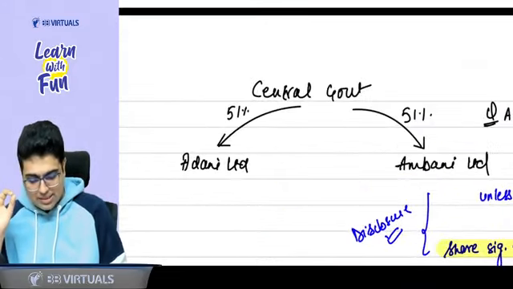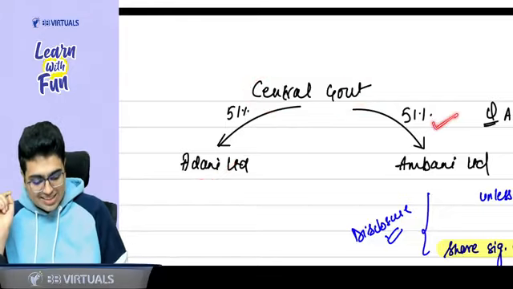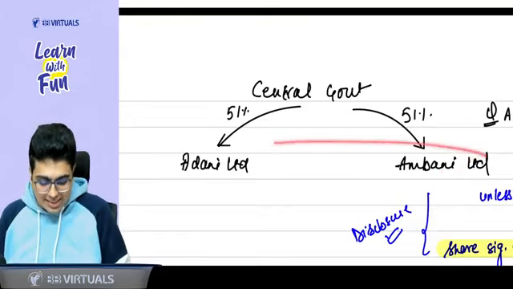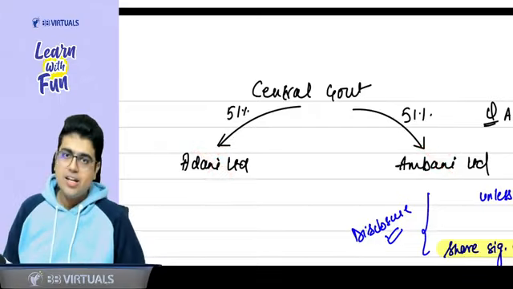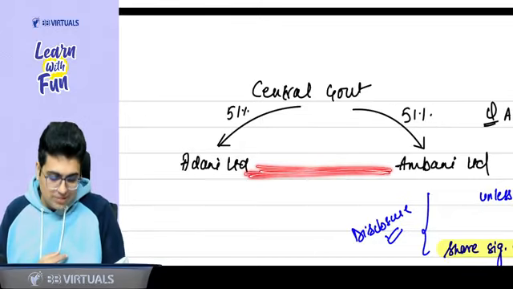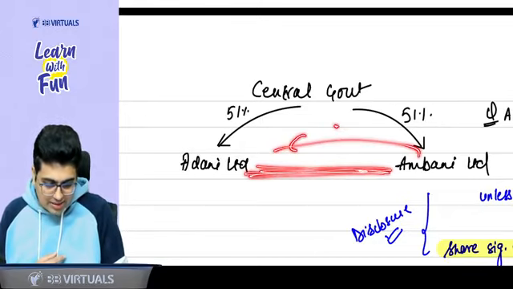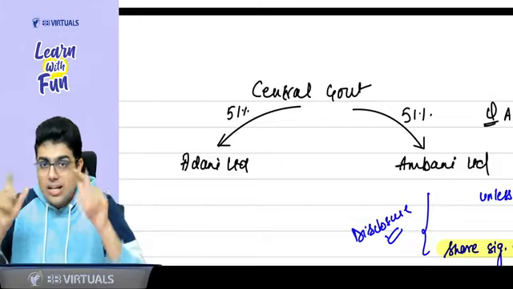So for example, central government is controlling Adani Limited and central government is controlling Ambani Limited. Can I say they are in common control? Yes. But sir, they are not related parties. They are not related parties unless they engage in significant transactions with each other or they share significant resources with each other. Then only they will be considered to be related.